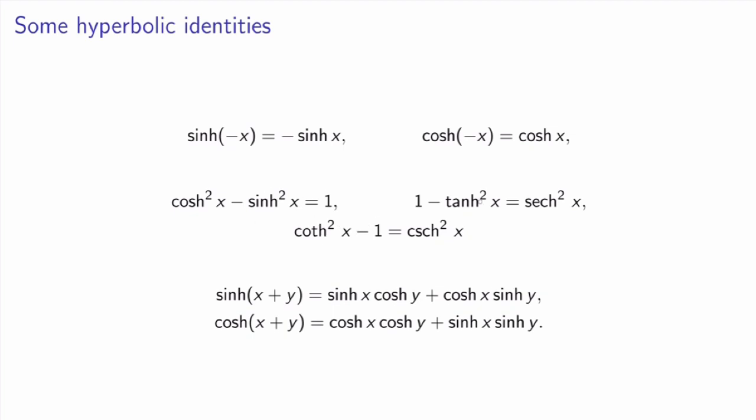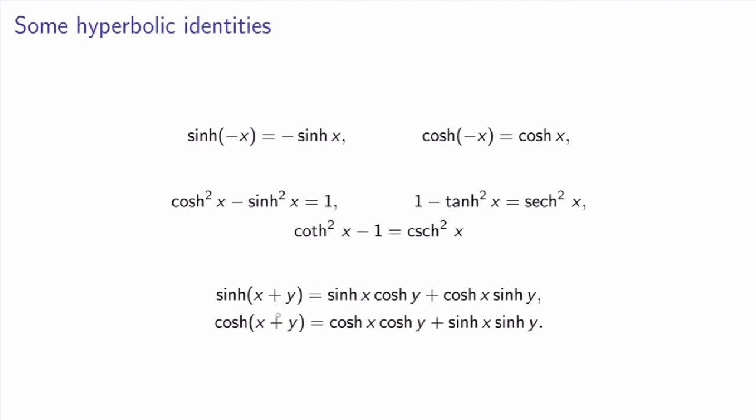These three here are the analog of the famous identity sine squared plus cosine squared is equal to 1 for trig functions. But we see that they're slightly different. The signs, again, are different. So instead of sine squared plus cosine squared being equal to 1, you get hyperbolic cosine squared minus hyperbolic sine squared, which is equal to 1. And you also have more identities. I've shown two of them here.